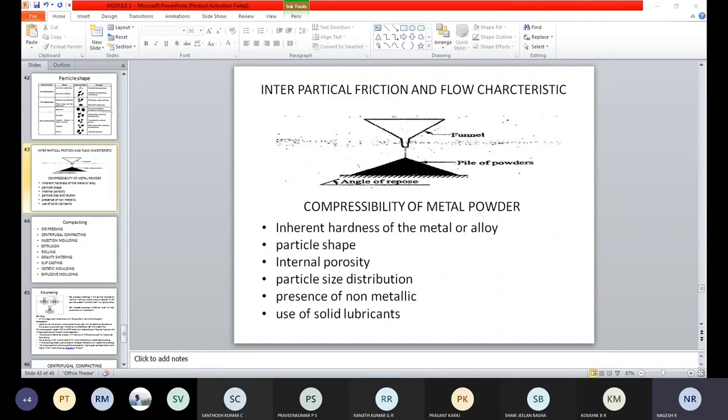And for that we will have one test over here. We will have the angle of repose, which you can see in the figure. This angle is formed by the pile of the powder as it is poured from the narrow funnel. So here we are going to pour the powder material over that funnel, and it will form an angle of repose. It is caused by the interparticle friction between the powder particles.